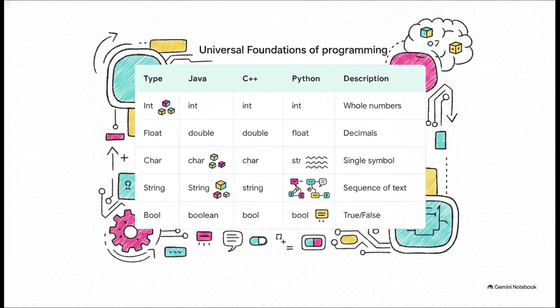But notice the slight localized syntax variations here. For a sequence of characters, C++ uses a lowercase string, Java goes with an uppercase String, and Python just shortens it to str. The core concept is absolutely identical. It's really only the spelling that changes.